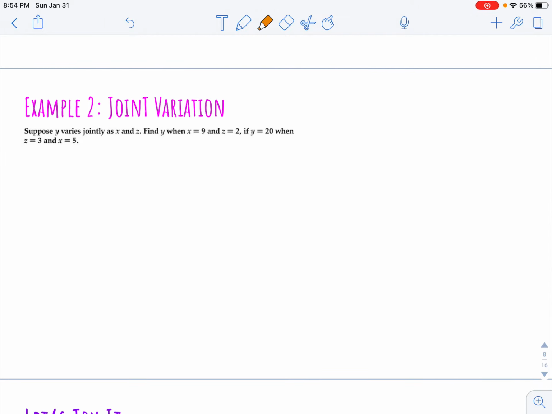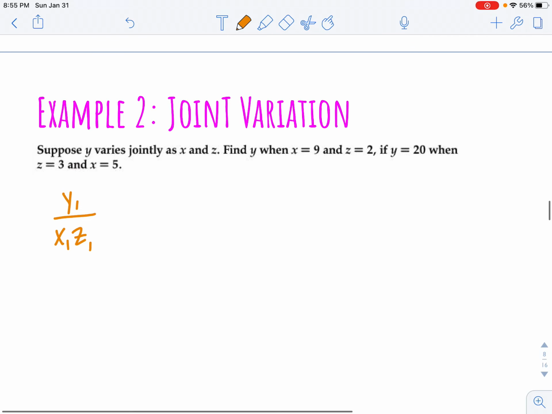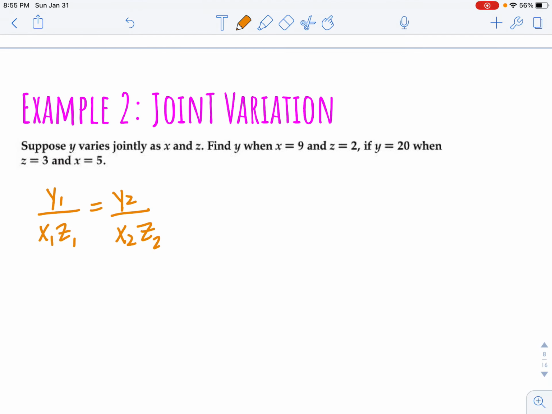Our second example says, suppose y varies jointly as x and z. Find y when x equals 9 and z equals 2, if y equals 20 when z equals 3 and x equals 5. So again, you want to use that proportion of y1 over x1 z1 equals y2 over x2 z2. And again, we can have y1, x1, z1, y2, x2, z2.